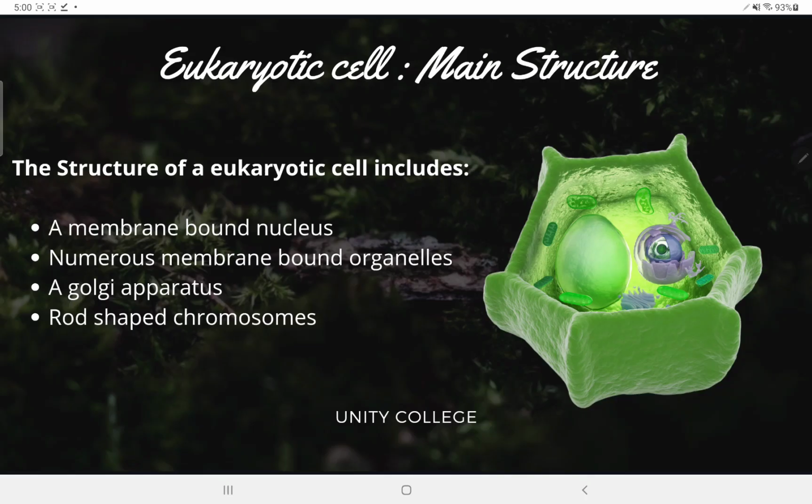Alright, eukaryotic cell main structure. So the structure of a eukaryotic cell includes a membrane-bound nucleus, numerous membrane-bound organelles, a Golgi apparatus, and rod-shaped chromosomes. And to the right is a picture of a plant cell.